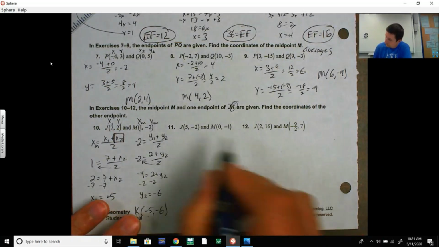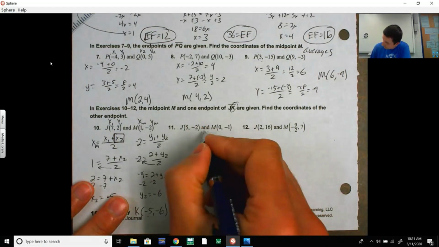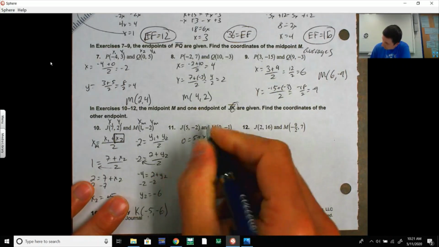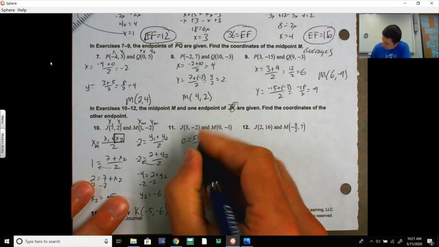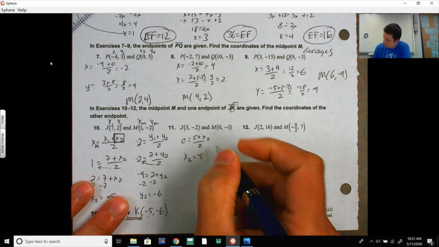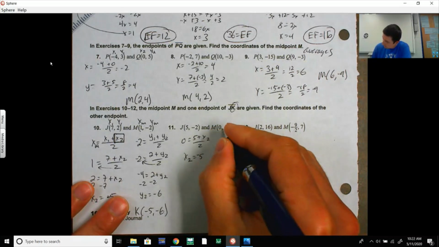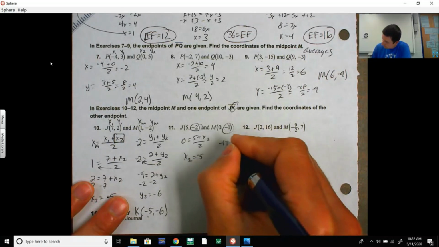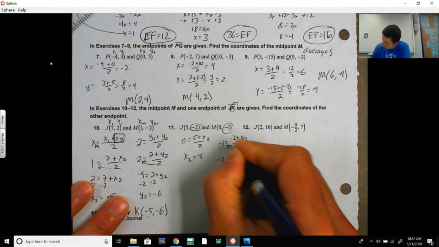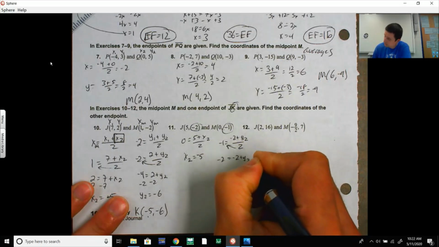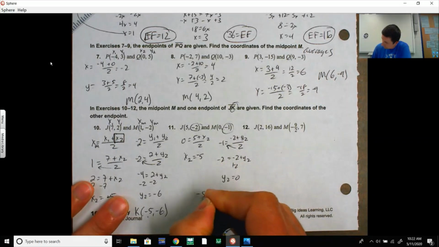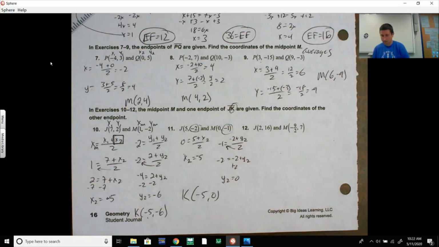Okay, so let's go through all those steps again. This is my midpoint, so 0 equals 5 plus x2 divided by 2. That means x2 has to equal negative 5, because 5 plus negative 5 gives us 0. Now I'm looking at my y's: negative 1 equals negative 2 plus y2 divided by 2. Multiply that over, so negative 2 equals negative 2 plus y2. Add the 2 over, and you get 0. So y2 equals 0. So negative 5, 0 should be our K.